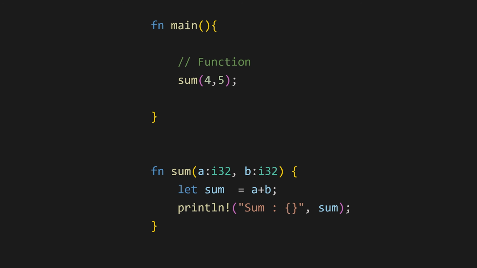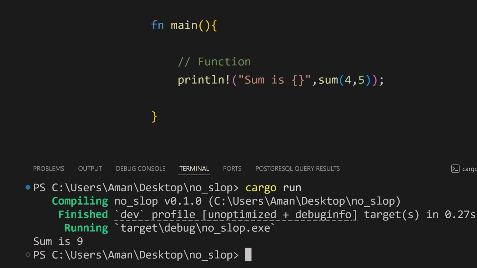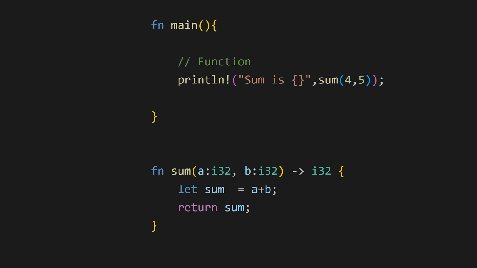A function can also return a value. For example, instead of printing the sum, we can return it. To do that, we use an arrow symbol after the parentheses and specify the return type. Since we are returning an integer, we will use i32. This works perfectly fine, but we can make it even shorter. Instead of writing return sum, we can just write sum.